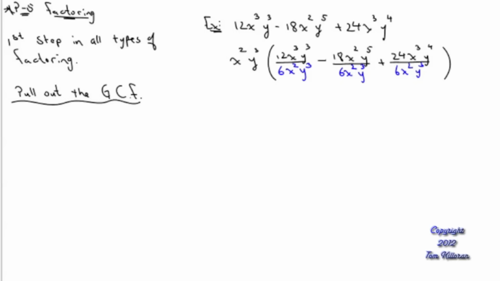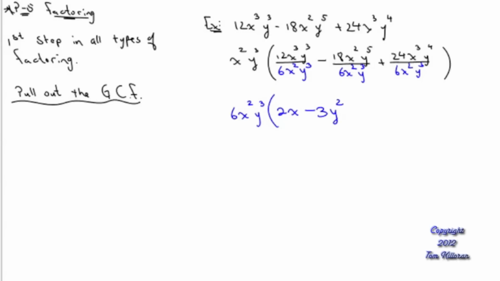And again, it's usually not so helpful with whole numbers, but when you start getting into fractions and negatives, this is a great technique. So what's left on the outside is 6x squared y cubed, and what's left behind is always left behind with division. 12 divided by 6, x cubed divided by x squared, y cubed divided by y cubed. It's 1, and 1 times 2x is 2x, minus 18 divided by 6, x squared divided by x squared is 1, and 1 times 3 is 3.